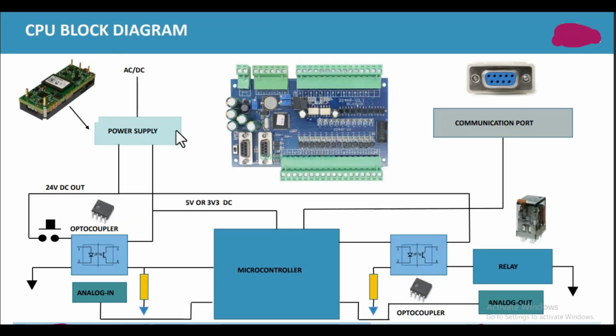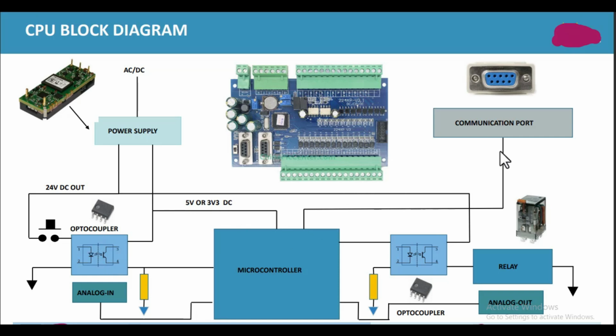PLC block diagram. PLC CPU consists of a microcontroller, and the inputs are coupled through an optocoupler. For example, this is the AC DC power supply. This supply turns on this optocoupler, and on the other side 24 volt DC is passed through this optocoupler to the input, and the input will be turned on. Whether it is a digital input or the analog input, the analog input will also be turned on using this optocoupler.